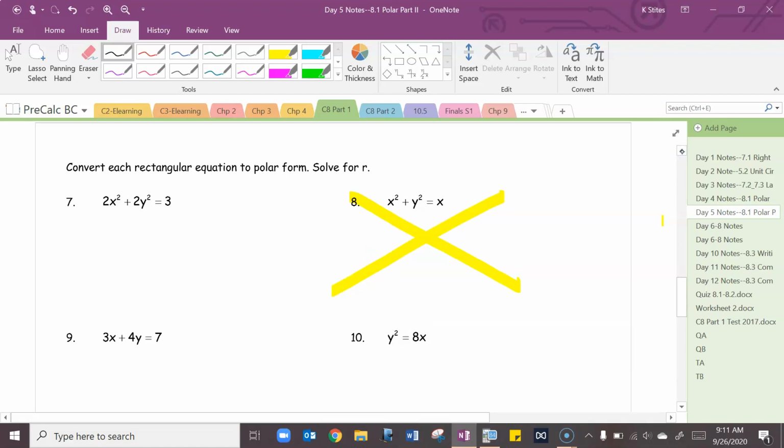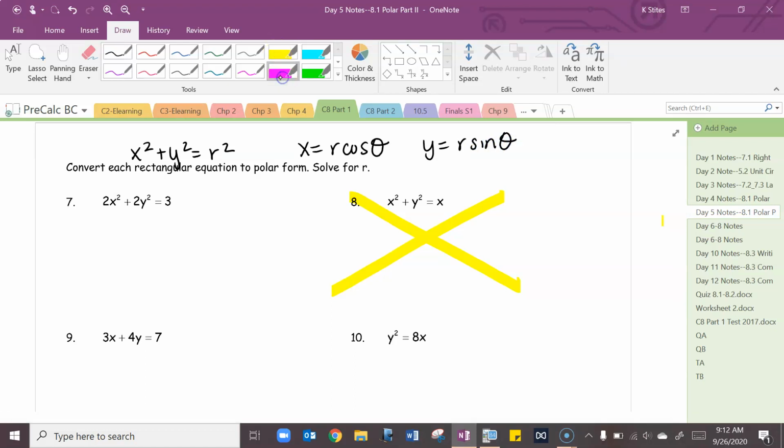So the key idea is again that x squared plus y squared is equal to r squared. Another key idea that we'll use for conversions is that x equals r cosine theta. This was what we did in our last lesson. And y equals r sine theta. These are the big three that we'll use for converting.